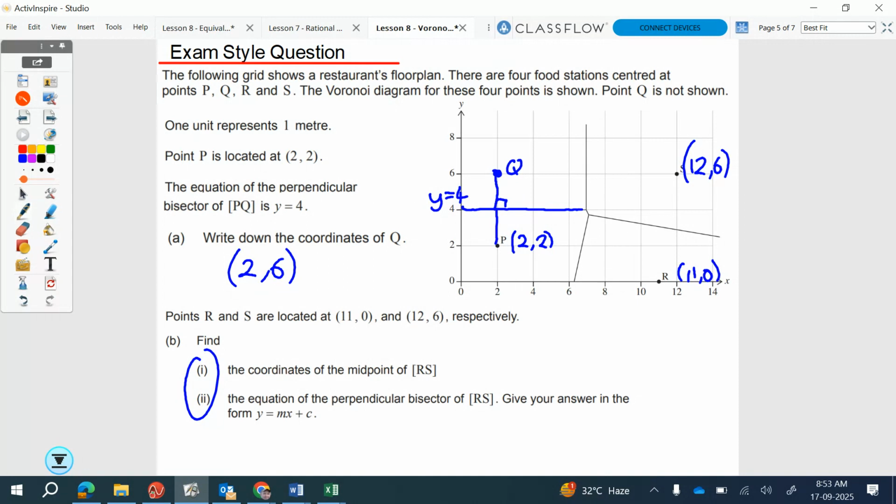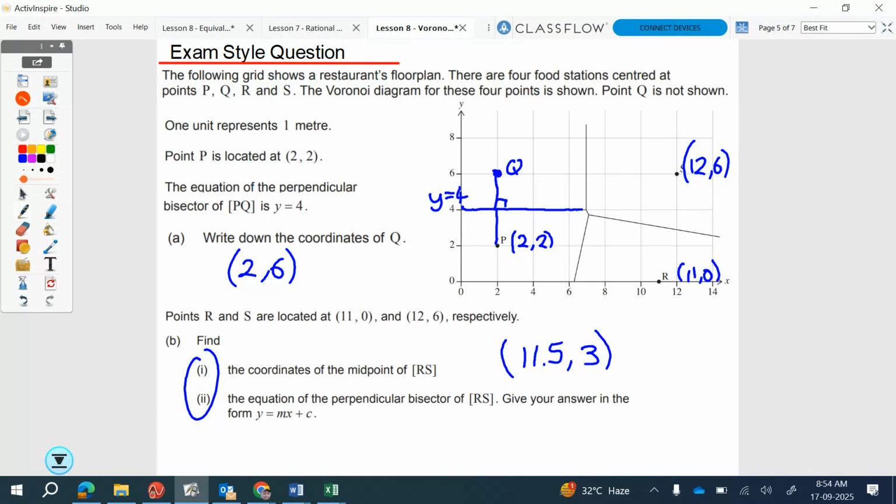And this question itself is a very common question. Usually most big Voronoi diagram questions have this question in there in some form or other. So we have to find the coordinates of the midpoint of RS. That one's fairly easy, I'm going to do this in one step. What's the average of 11 and 12? 11.5. What's the average of 0 and 6? We don't need the formula always. Just look at the numbers and go, I can see that. If you're not sure, then use the formula.